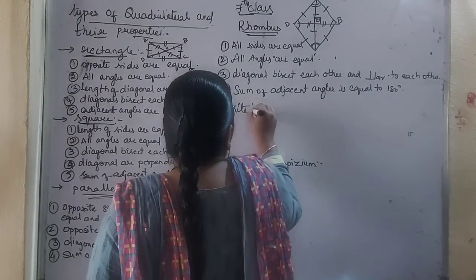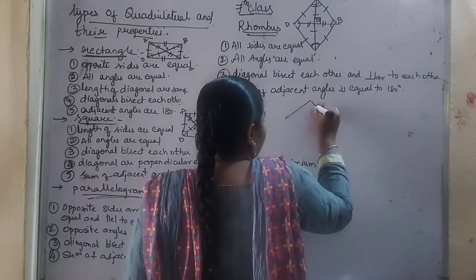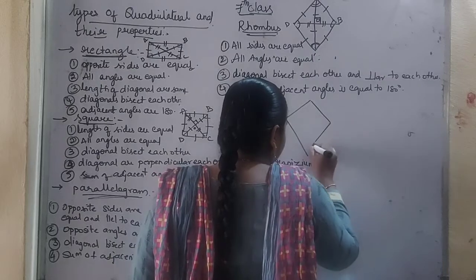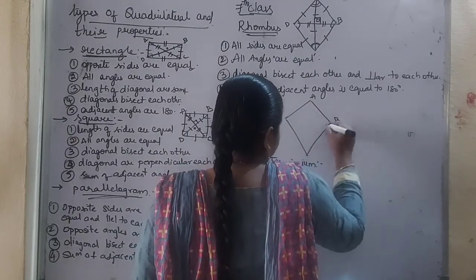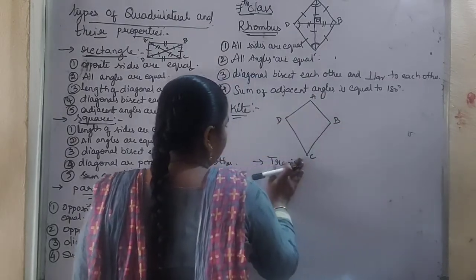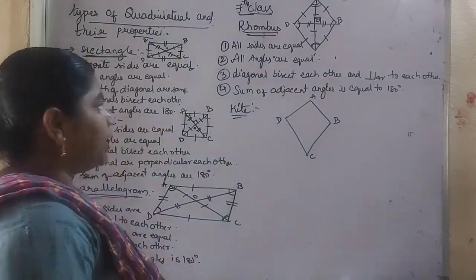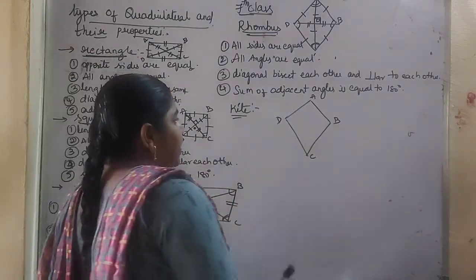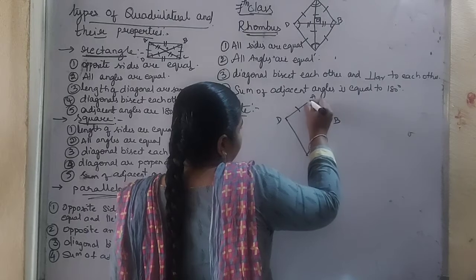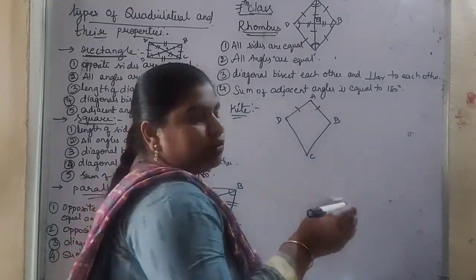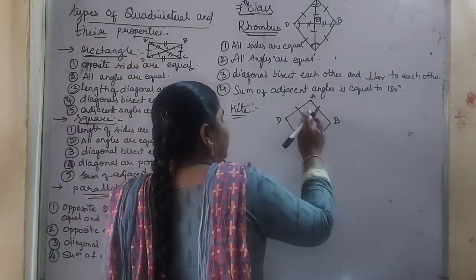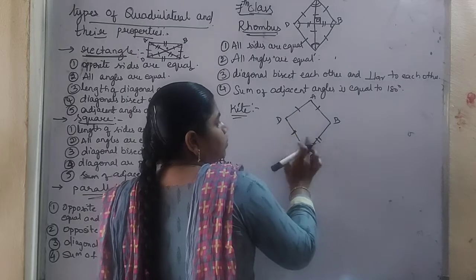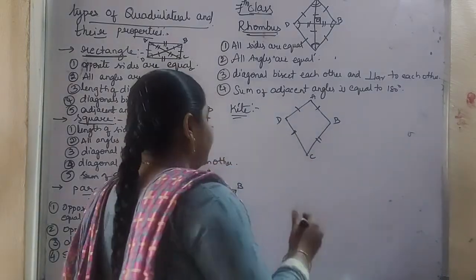Next is kite. So how will a kite look? Like this. So what are the properties of kite we will see. In this case only consecutive sides will be equal. That means these two sides will be equal and these two sides will be equal. So that is the first property.